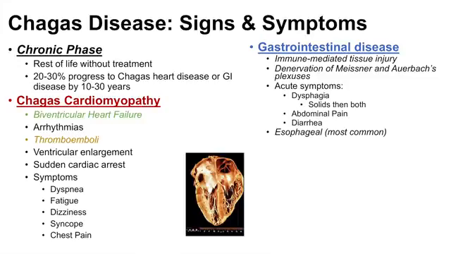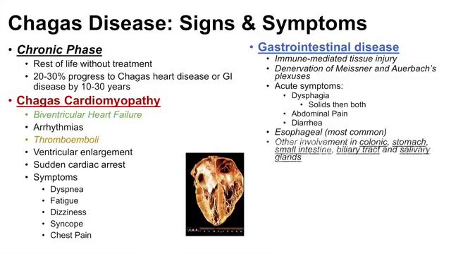Typically, gastrointestinal disease only occurs in the chronic phase of Chagas disease. We start to get esophageal involvement, such as, again, dysphagia, so it acts as an achalasia in patients. There is also involvement of other areas in the gastrointestinal system, such as colonic involvement. The stomach, small intestine, biliary tract, and salivary glands can all be affected in Chagas gastrointestinal disease.